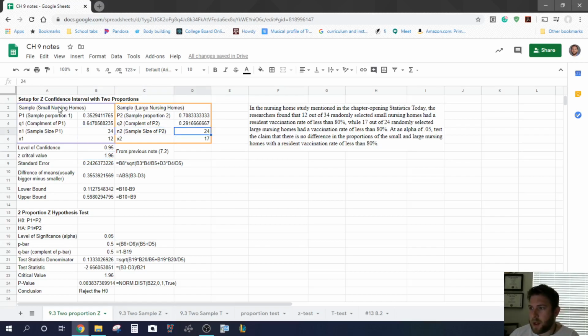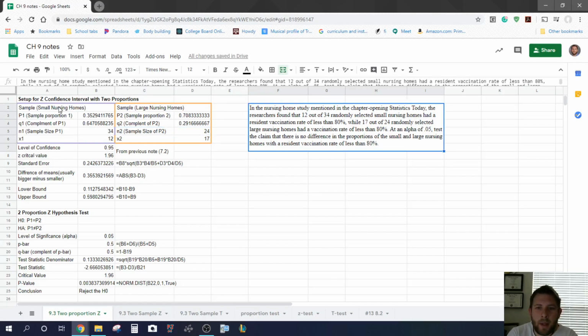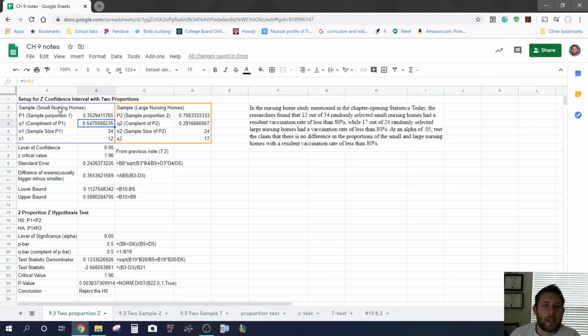So as you read this problem, I want you to be filling in all the information as you go. This example is about small and large nursing homes. Let's just read it and get through it. A nursing home study mentioned in chapter opening statistics today, researchers found that 12 out of 34 randomly selected small nursing homes had a vaccination rate of less than 80%, while 17 out of 24 randomly selected large nursing homes had a vaccination rate of less than 80%. At an alpha of 0.05, test the claim that there is no difference of proportions for small and large nursing homes with a vaccination rate less than 80%.